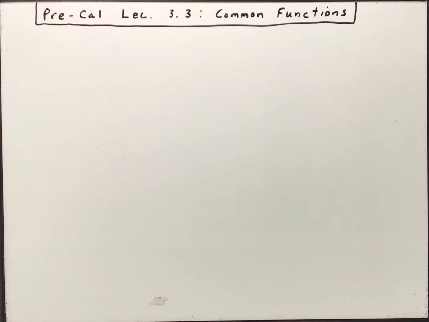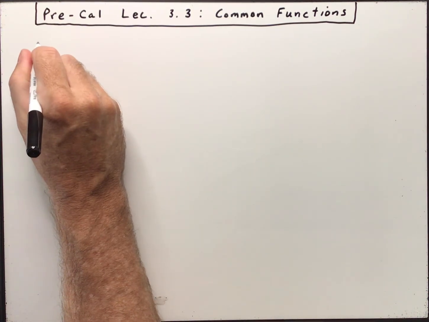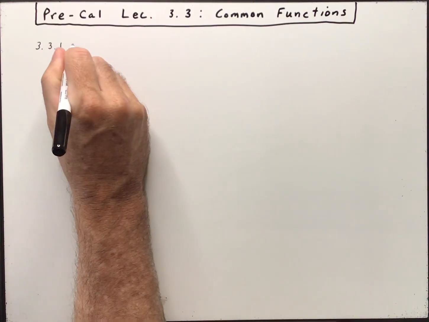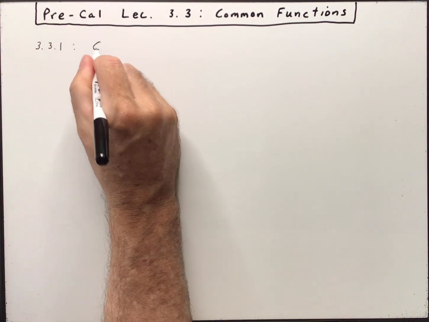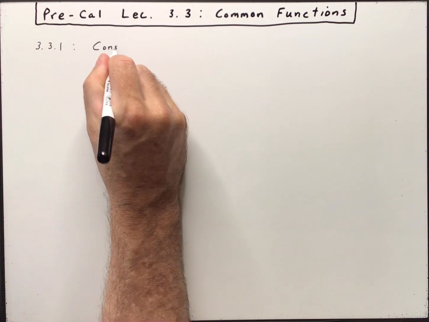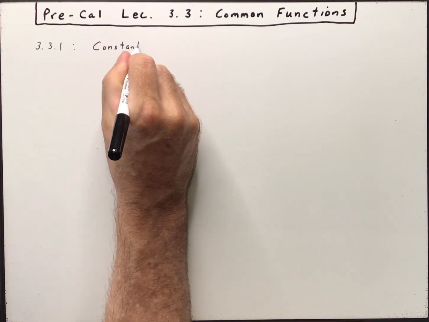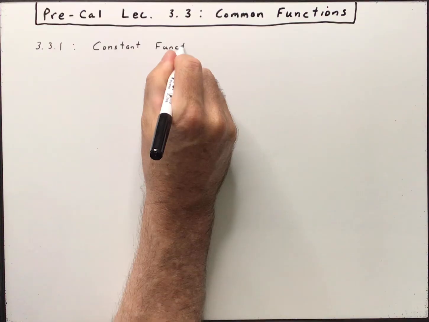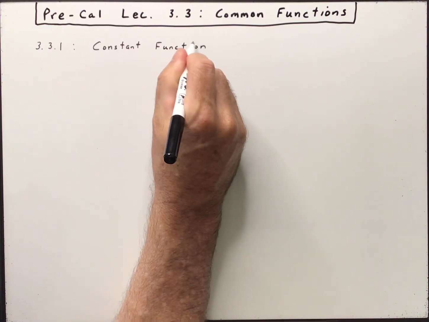Hello, welcome to Pre-Cal Lecture 3.3, where we go over some really common functions that I would like you to be able to recognize when you see the graph. So the first one, we'll call this 3.3.1, is our constant functions. So you'll be doing this on your own paper. You're going to be drawing a lot of graphs today.